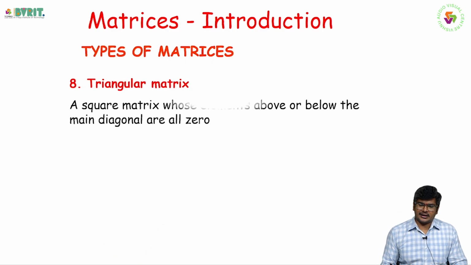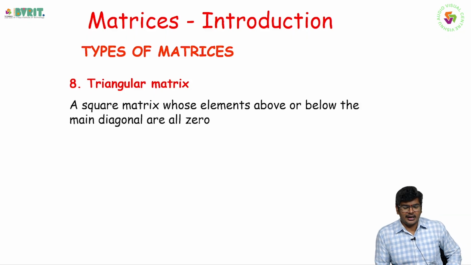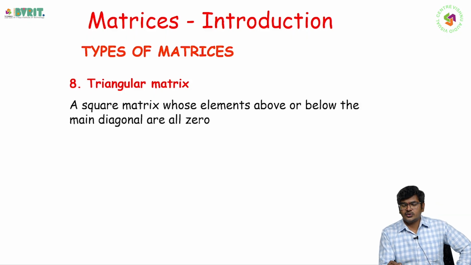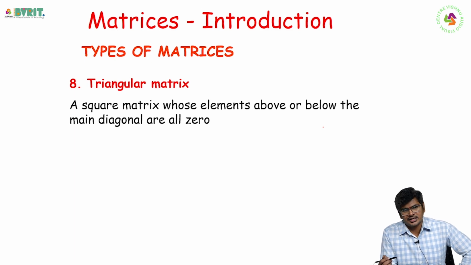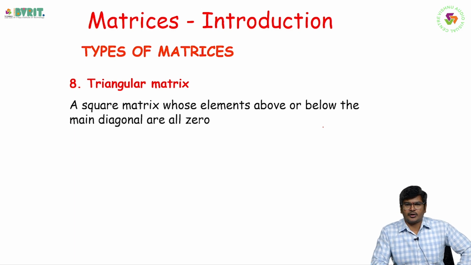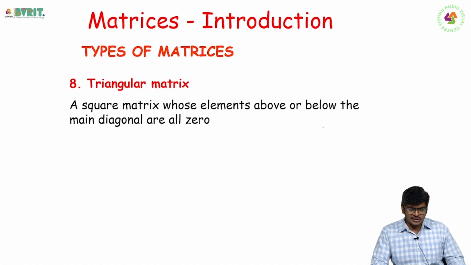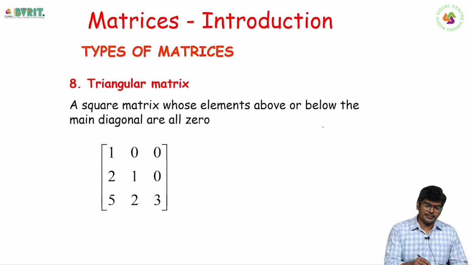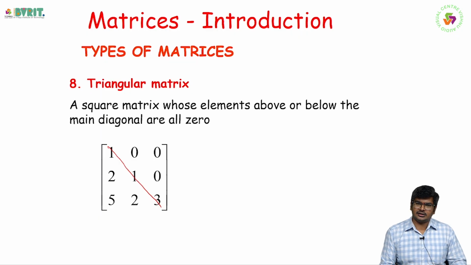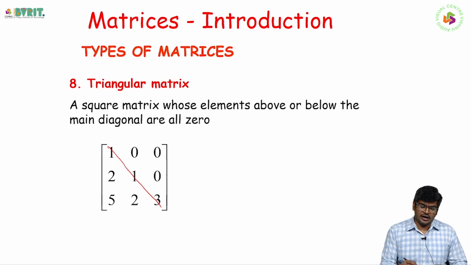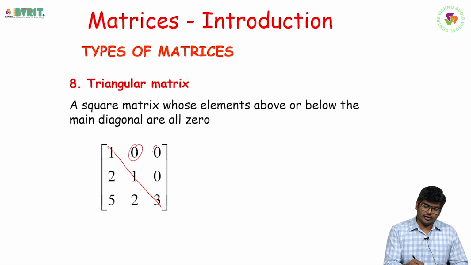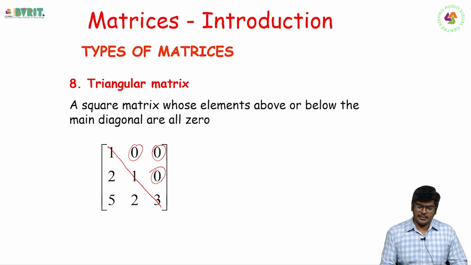Next, triangular matrix. What is a triangular matrix? A triangular matrix means a square matrix whose elements above or below the diagonal are zeros. That type of matrix is called the triangular matrix. Example, here observe the diagonal elements 1 1 1 3. Above the diagonal are zeros. Therefore, this is called the triangular matrix.